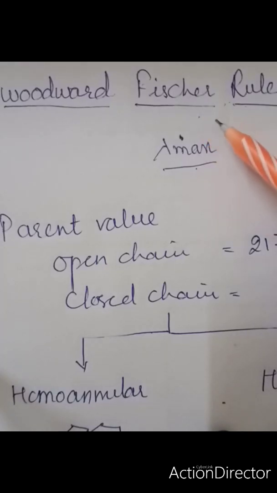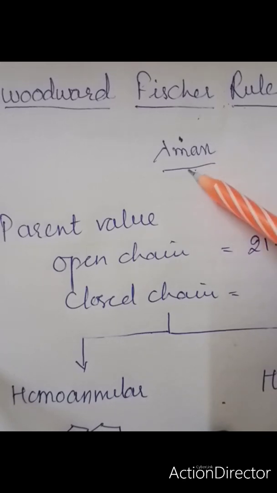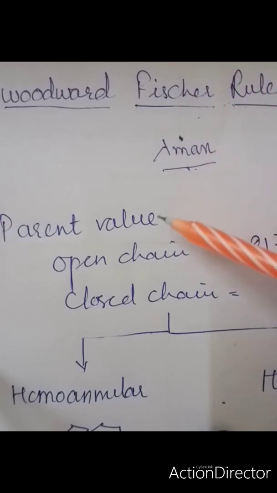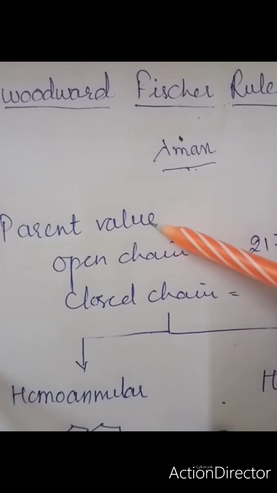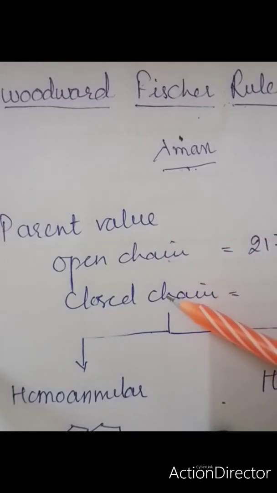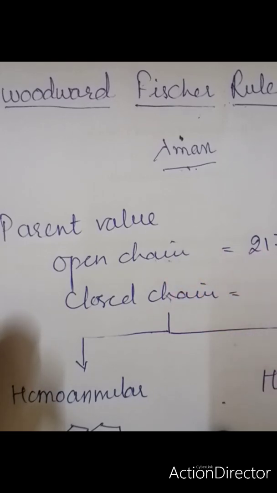Today let us discuss the Woodward-Fieser rule, which is basically for calculating the wavelength, that is the lambda max value. Now there are certain rules for finding this lambda max value. Let us see that. First of all, you have to see the parent value. In the parent value, you will see whether your given organic compound is open chain or closed chain. If it is open chain, you will give the value 217 nanometer.